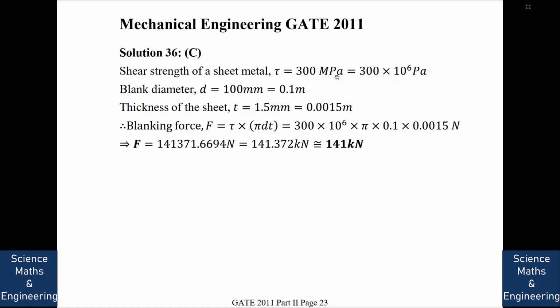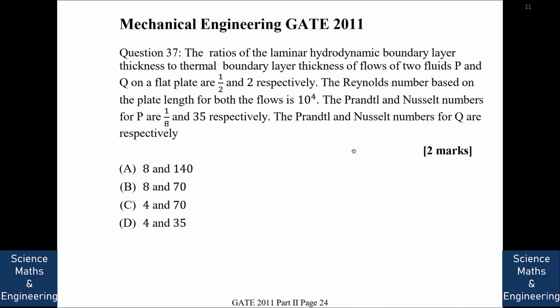So shear strength tau is equal to 300 megapascal, that is 300 times 10^6 Pascal. Blank diameter D is equal to 100 millimeter, that is 0.1 meter. Thickness of the sheet T is equal to 1.5 millimeter, that is 0.0015 meter. Now blanking force F is equal to how much? The stress into area. Area is how much? As it is a circular cross section, so pi into D into T. So the force is tau into pi into D into T, which comes to 141.372 kilonewton or 141 kilonewton. So we'll go to the next question.